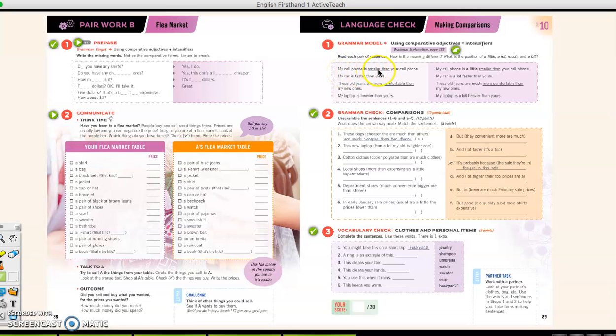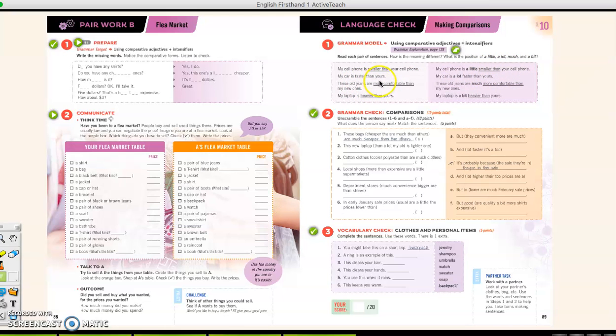My cell phone is smaller than your cell phone. Okay? My car is bigger than your car. My chair is blacker than your chair. Well, you can add these little, what are known as intensifiers in this case, to the comparative adjectives. So look at the change here. My cell phone is a little smaller than your cell phone.